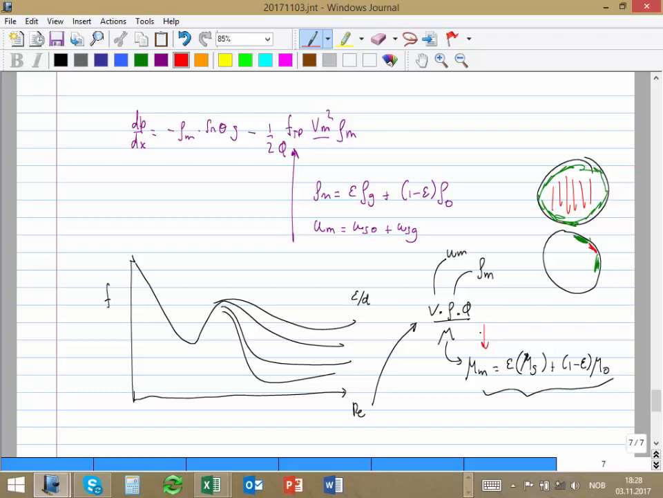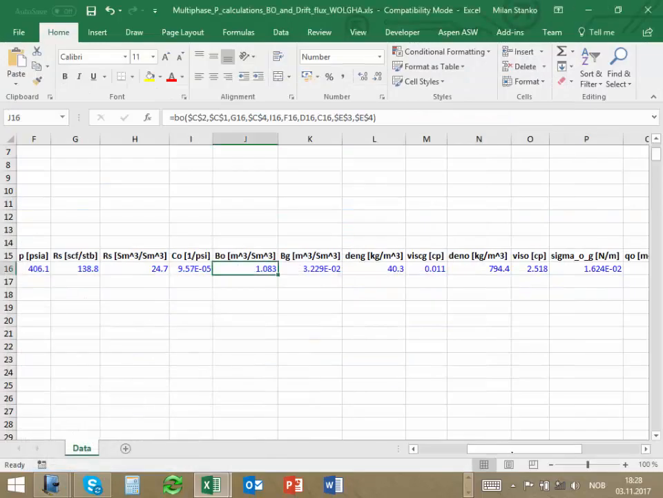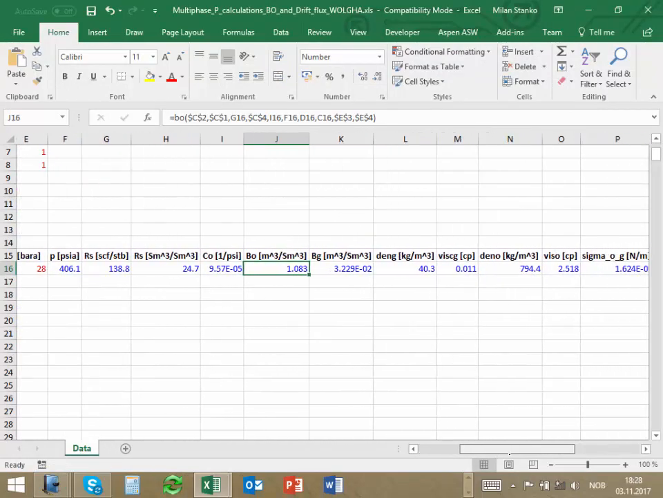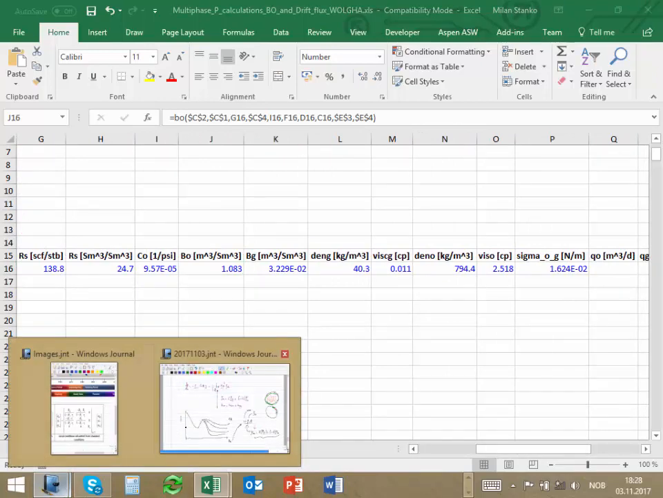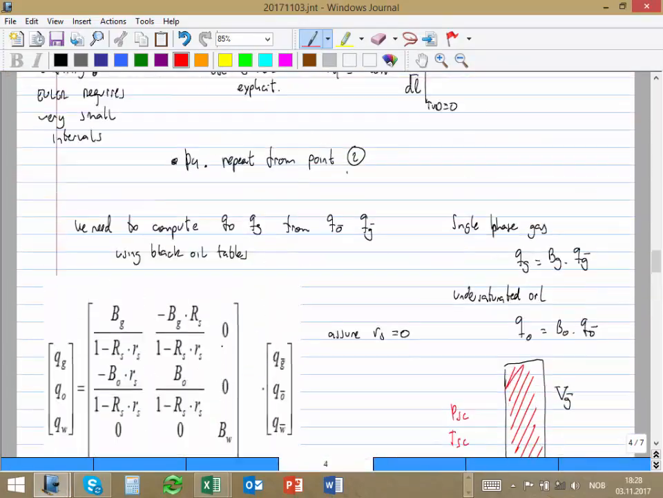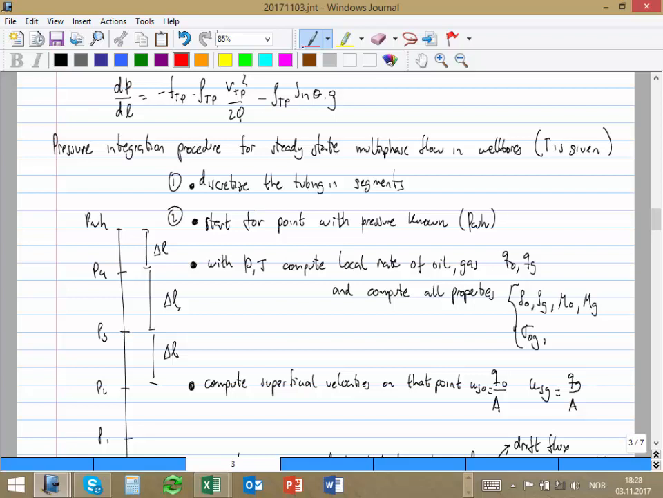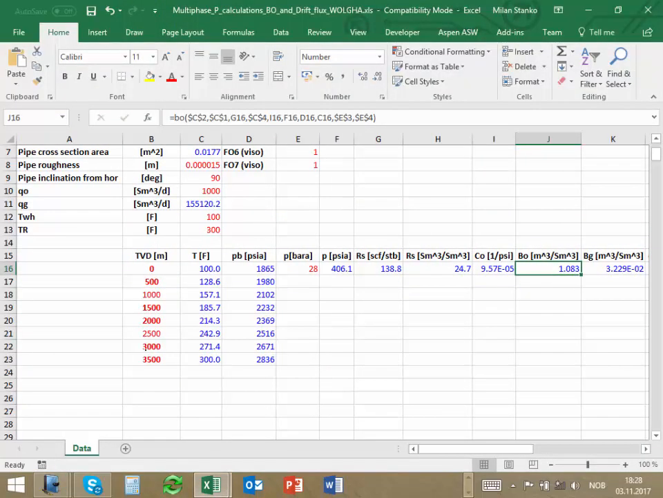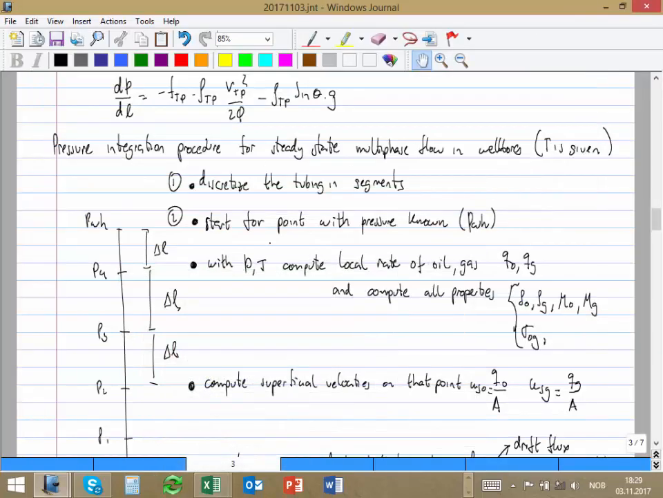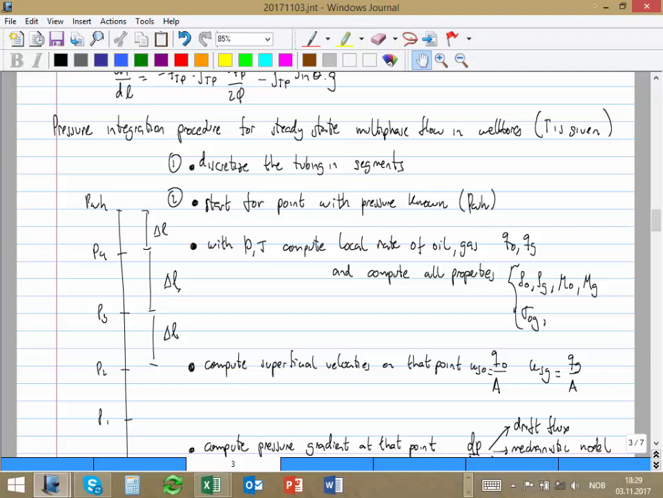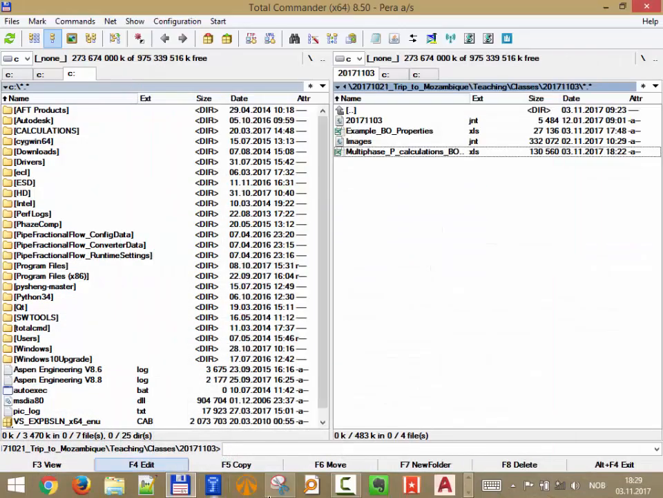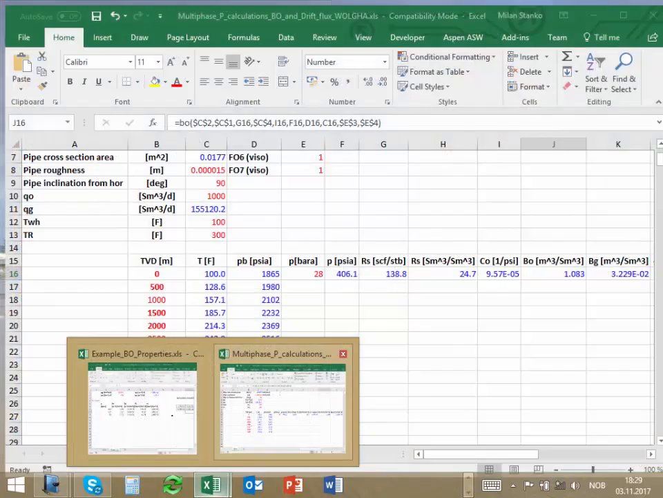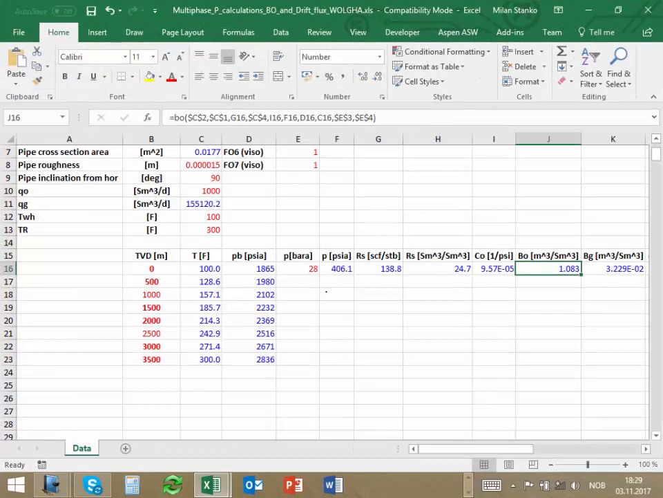Okay, so that's everything we need to start our calculations. Let's go through the steps that we made first in class. It's complex, so we have to follow the recipe. First one, discretize the tubing in segments. I have already done it for you. You see we have 1, 2, 3, 4, 5, 6, 7, 8 points in the tube. Next step, I have to start with the point where the pressure is known. That is the wellhead pressure, here.